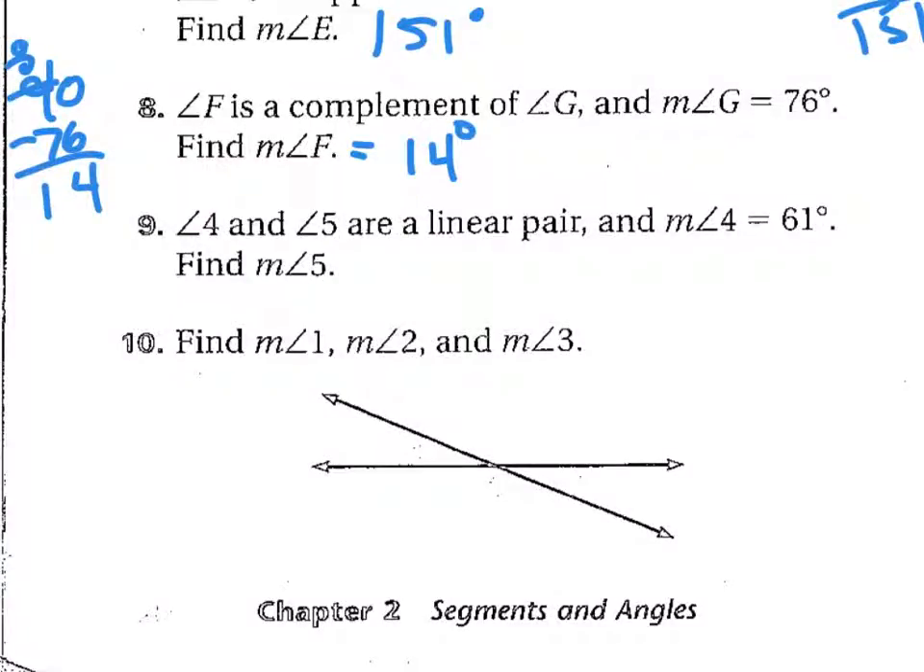Okay, 4 and 5 and number 9 are a linear pair, meaning the key part here is line. All right, so they're going to add up to 180 degrees, so you just got to take 61 and subtract it. So 180 minus 61 is going to give you 119 degrees.